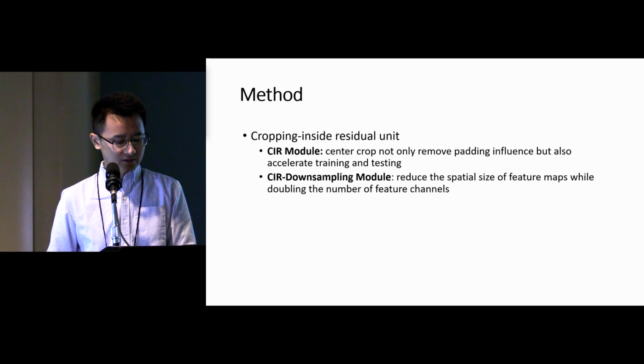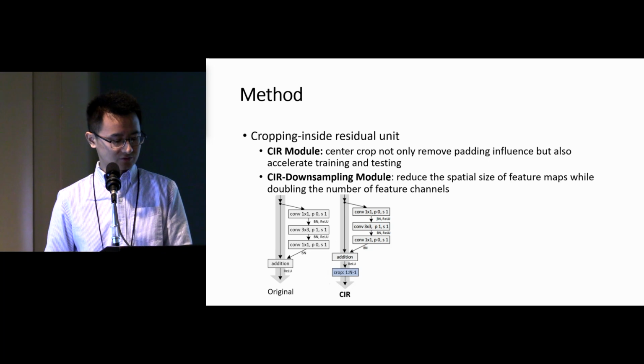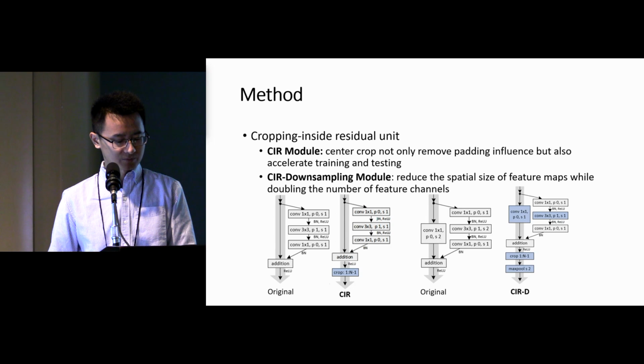Our design is built upon residual units. To solve the perceptual inconsistency problem, we augment the residual unit with a cropping operation to remove zero padding patterns. Moreover, we redesign downsampling residual units to reduce the spatial and channel size of feature maps, while keeping the information intact.